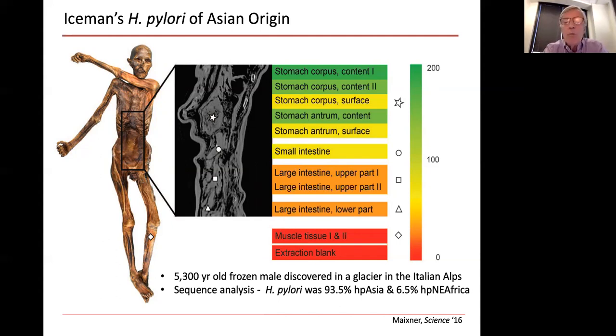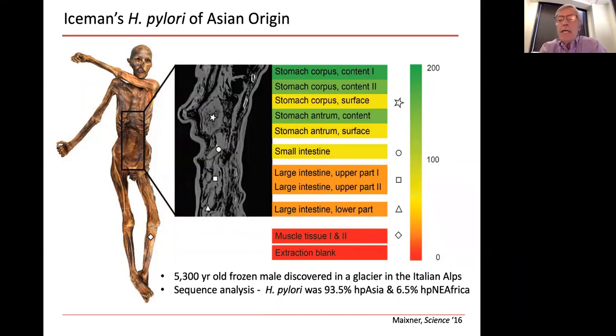And in a follow-up study published by a group of Austrian investigators, they basically sequenced H. pylori from different regions of the gastrointestinal tract. And this radiograph here shows that they sequenced material from the stomach, from the small intestine, from the upper colon, and from the lower large intestine. And what they showed was several things. First of all, that most of the H.